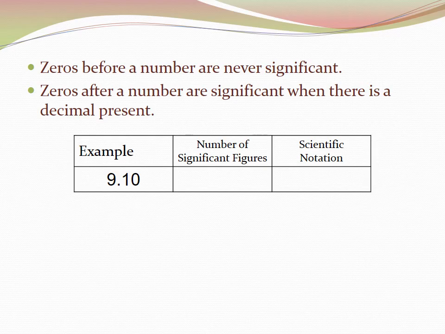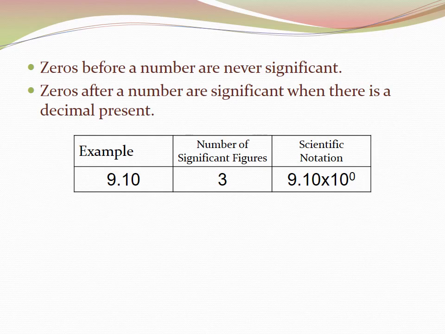9.10. First rule, we don't have to worry about it because we don't have any zeros in front of the number, but we do have a zero at the end. And zeros after a number are significant when there is a decimal present. We have a decimal, so it is significant. So we have three significant figures. 9, 1, and 0 are all significant, so they go into scientific notation. And then I wrote times 10 to the 0 because the decimal did not move.